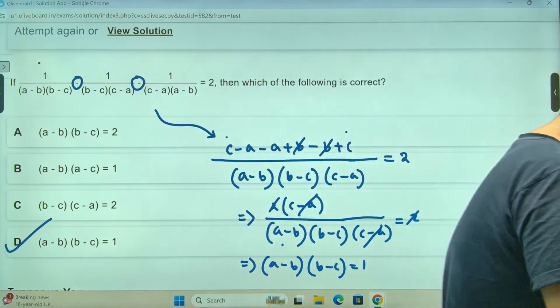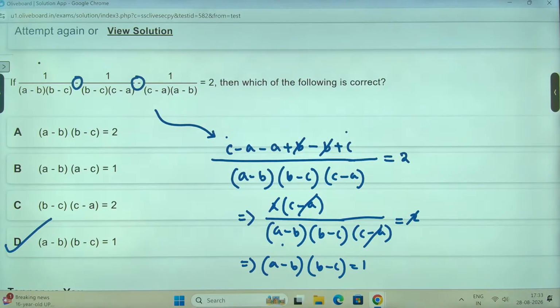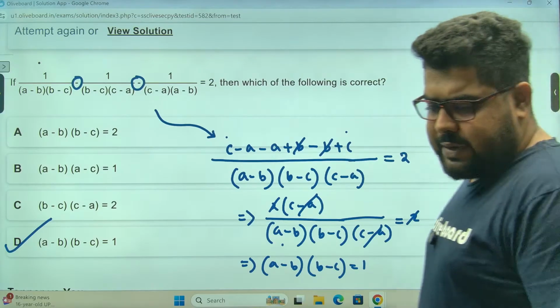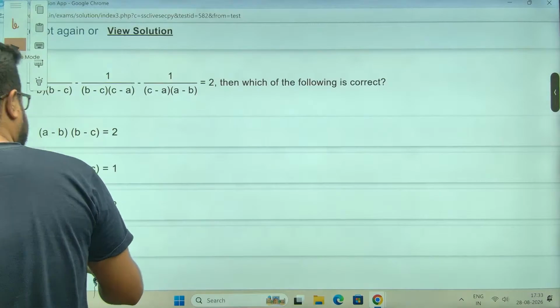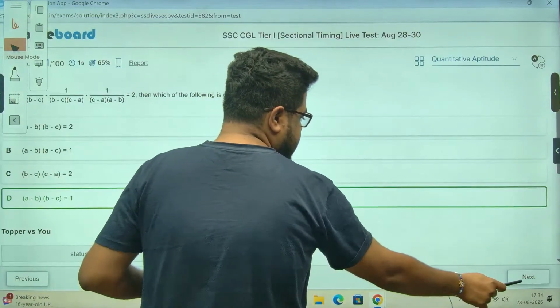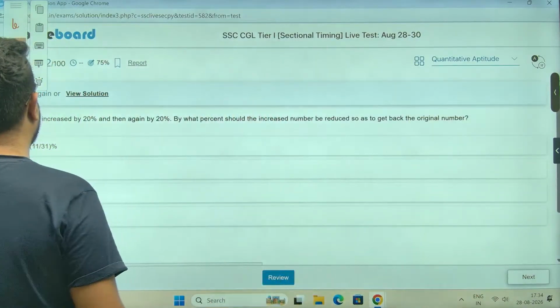Option D. Abhinay, very good evening, brother. Option D is the correct answer for the first question. Very simple stuff, right? You just need to do a couple of lines. Simple algebra.